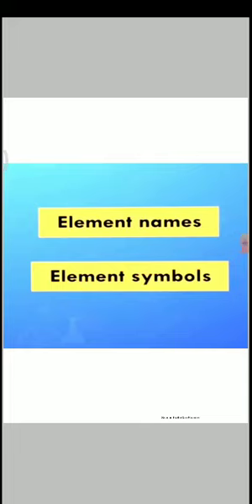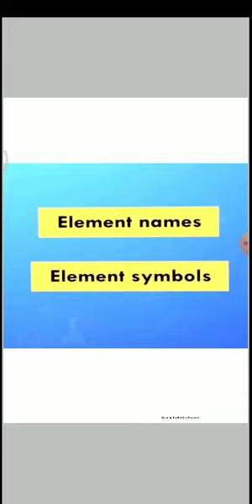So in the previous video we discussed the atom, molecule, element, compound and atomicity. Today we will read about element names and symbols, and why symbols are necessary. So today we are going to discuss all these topics.